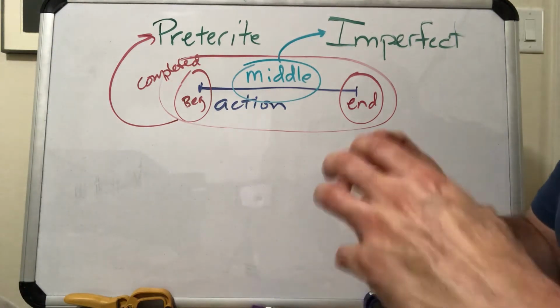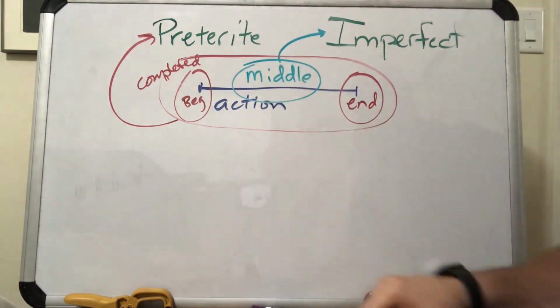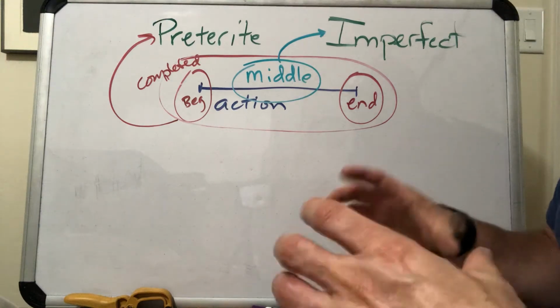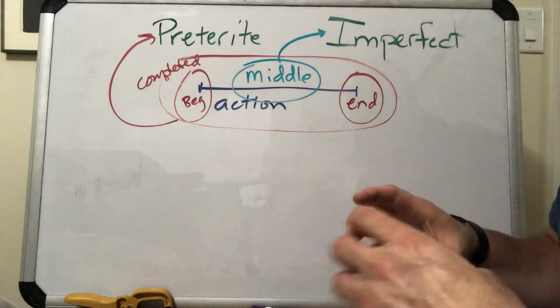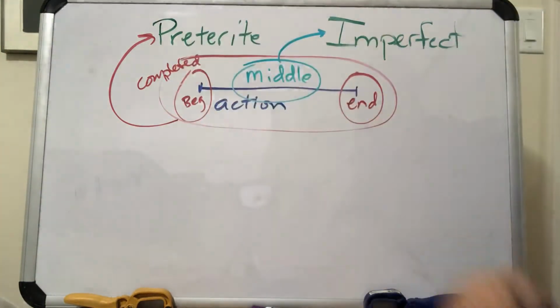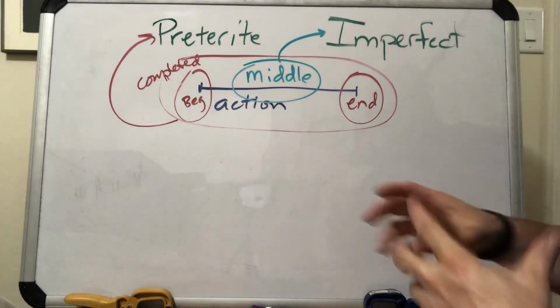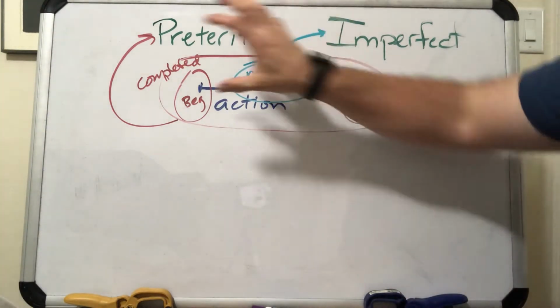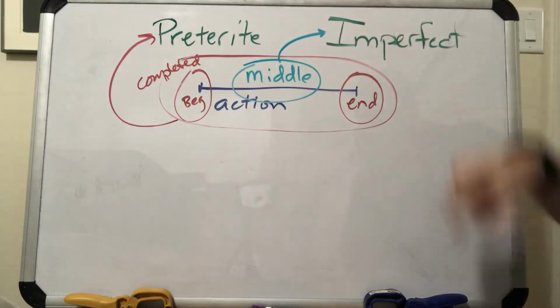But the war ended, that's preterite. The War of 1846 was 4 months long. Boom, that's a completed action. We're going to use the preterite. So that's a basic overview of when we use the preterite and when we use the imperfect.